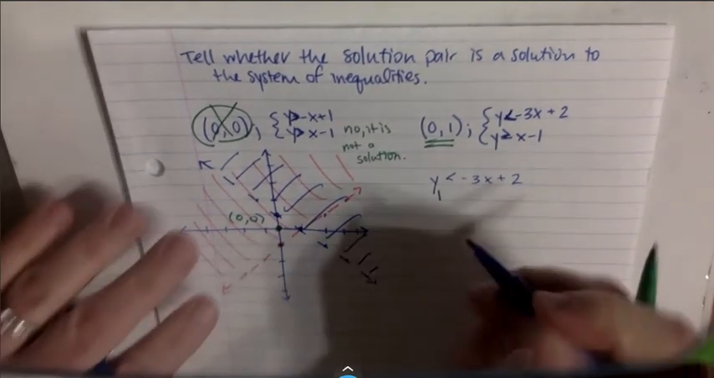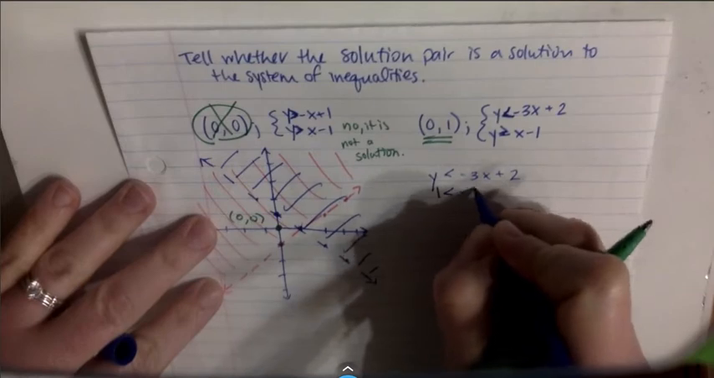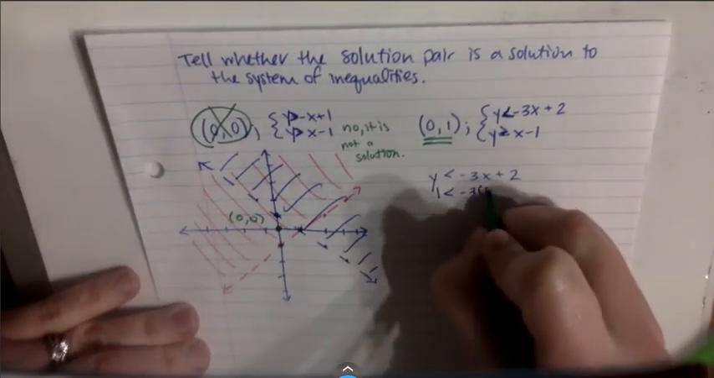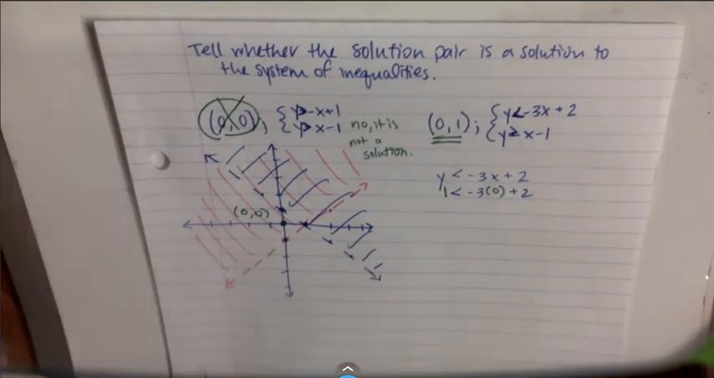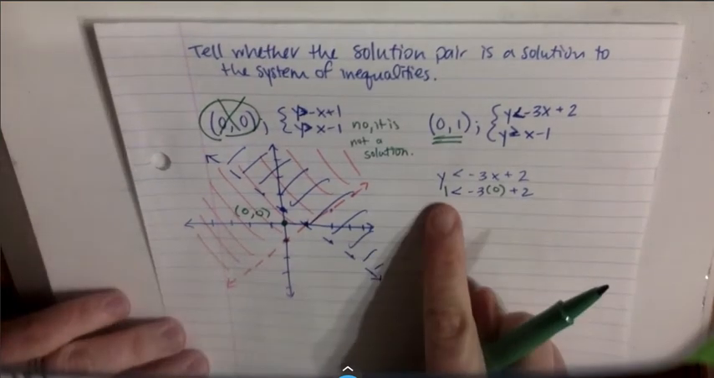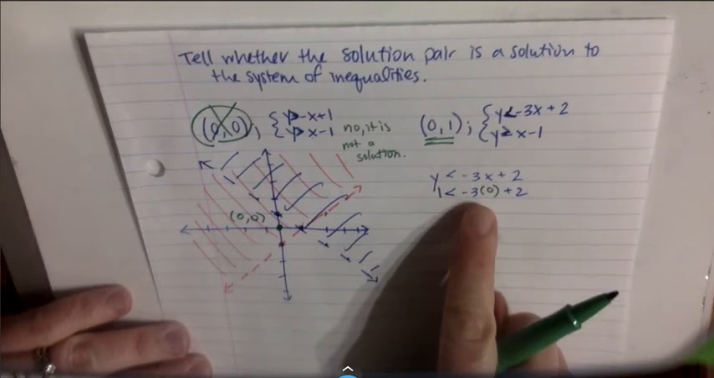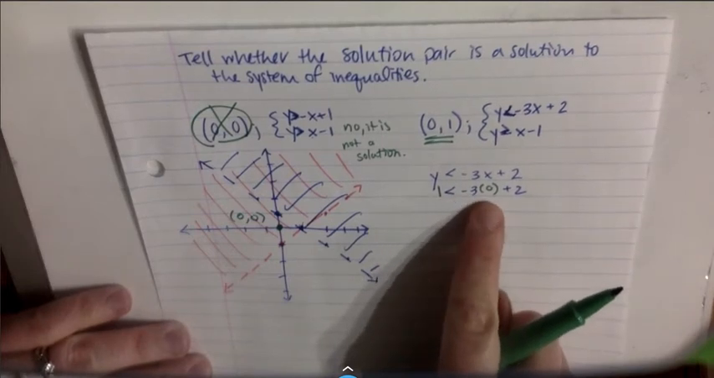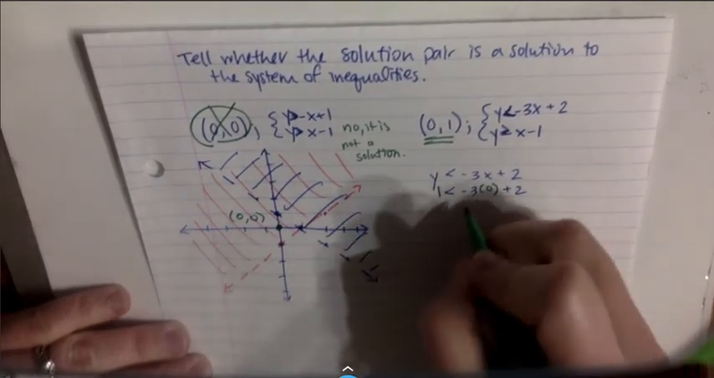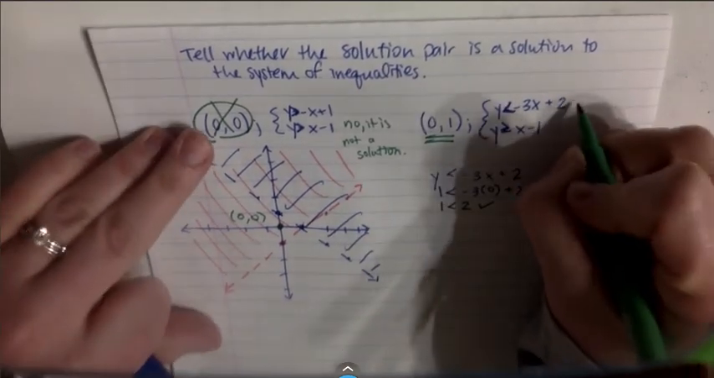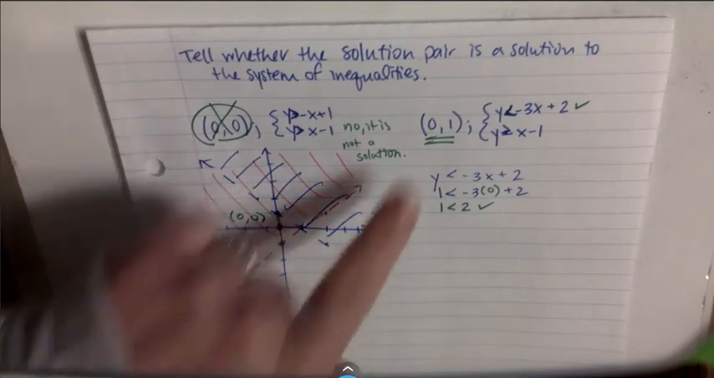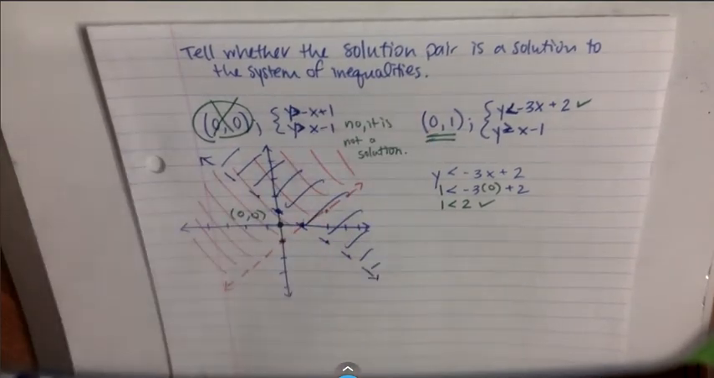The y is 1, so 1 is less than or equal to negative 3 times 0 plus 2, and I'm going to solve it, and I'm going to say, is this a true statement? 1 is less than negative 3 times 0, which is 0, plus 2 is 2. 1 is less than 2, and that is a true statement, so this inequality is good to go for that point. I can also do that same thing with our next inequality.